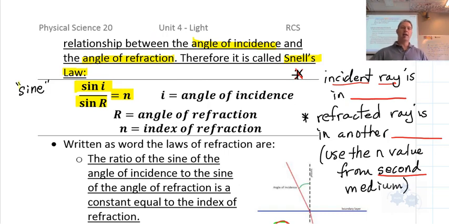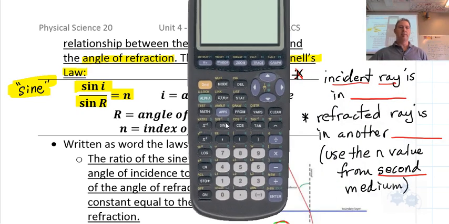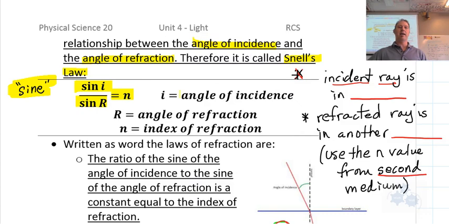It says this: the sine, S-I-N. Sorry, there you go. The sine, SIN, is the trigonometric ratio. On your calculator you'll see the sine button, right? So that's the sine of I, where I is the angle of incidence, divided by the sine of R, the angle of refraction, equals N. And that is what we already discussed in your previous lesson, the index of refraction. Okay? So that's very important.